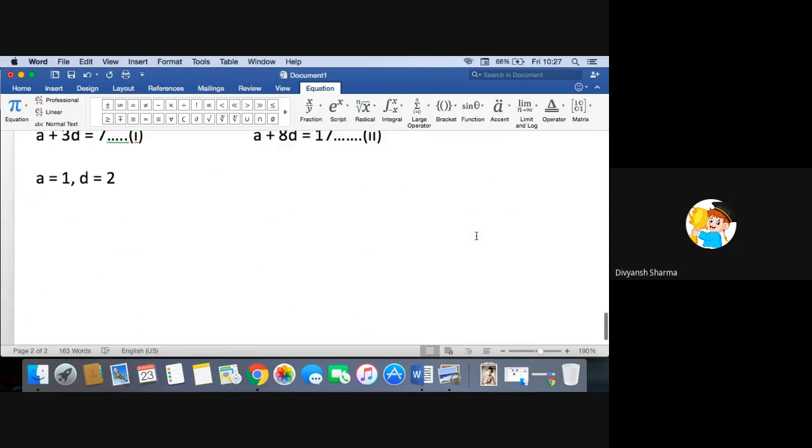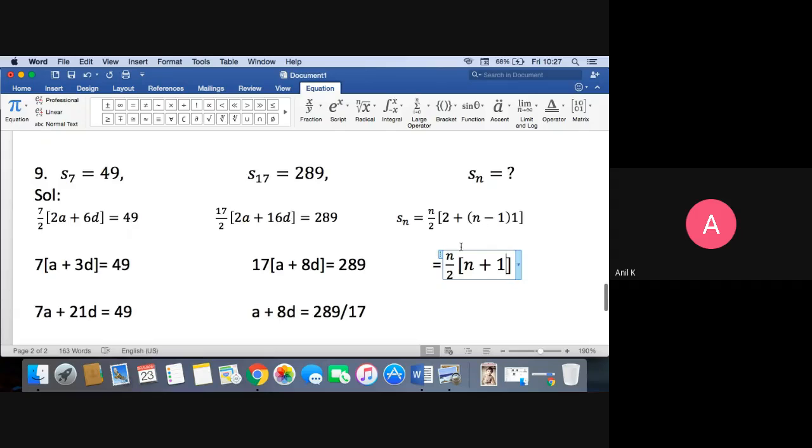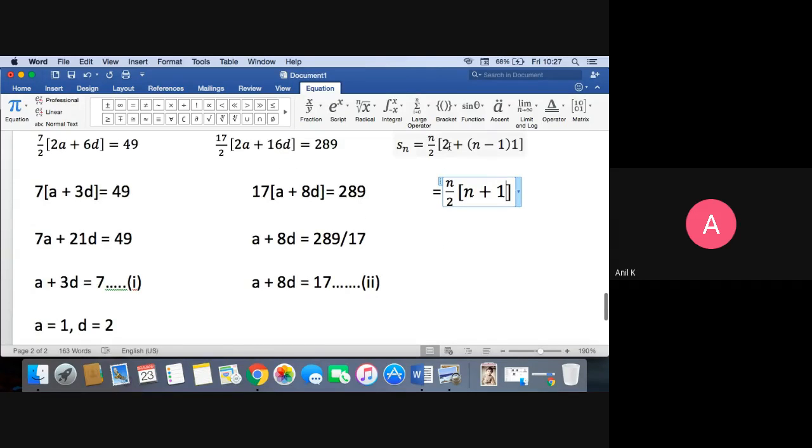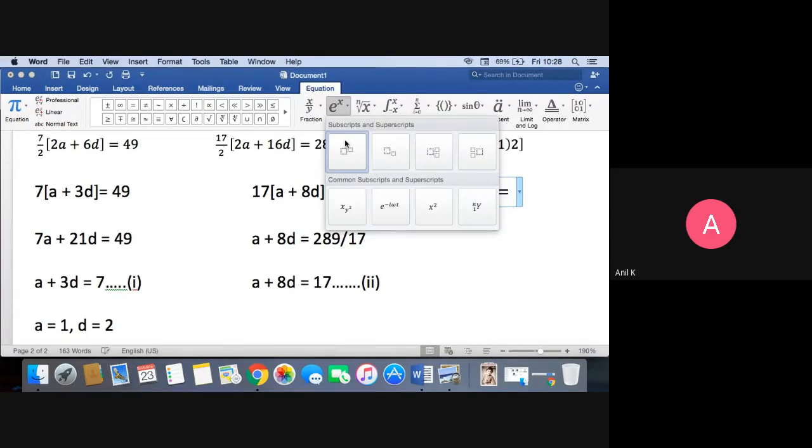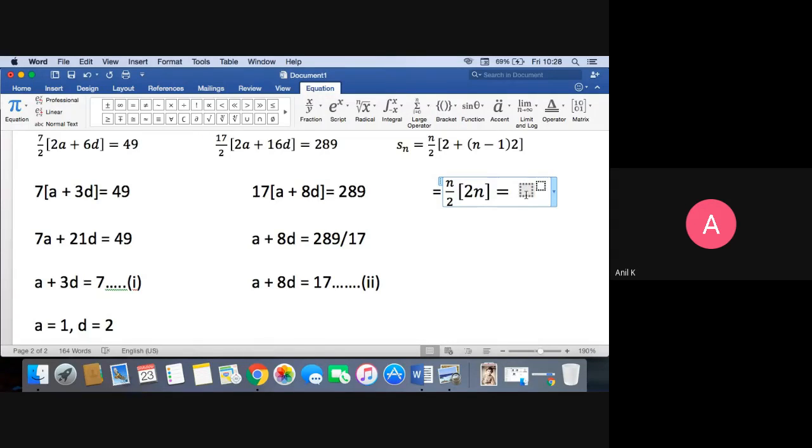D value is 2. Sir, D value is 2. Oh, sorry. And A value is 1, I think. So then we made the mistake here. D value is 2. Then 2 will get cancelled. You will get 2n. Again 2 will get cancelled. So this will be n into n, which is n square. Final answer will come as n square. That's it. Okay, this is Sn value.